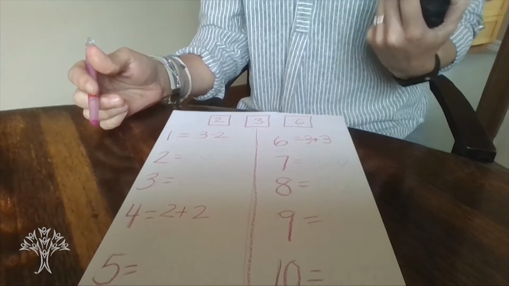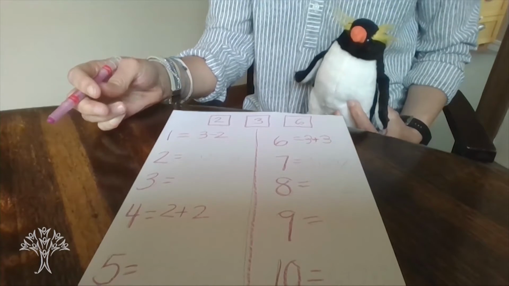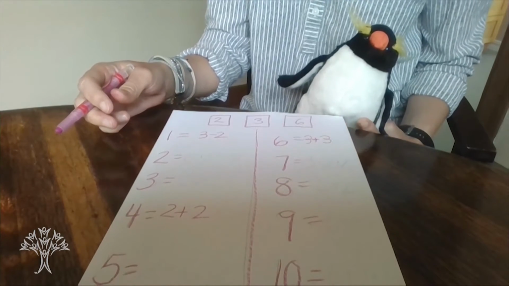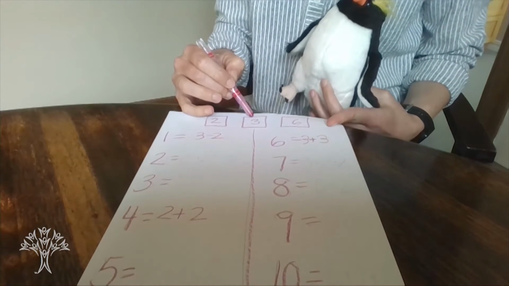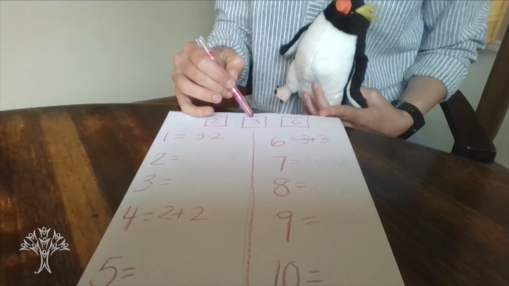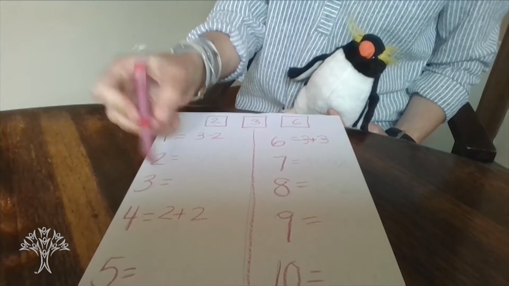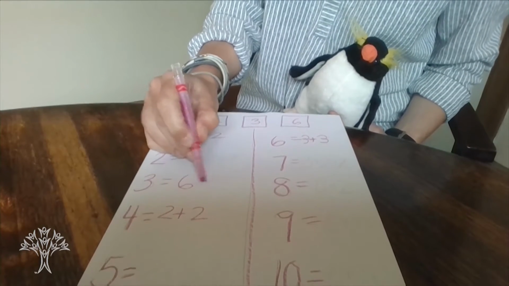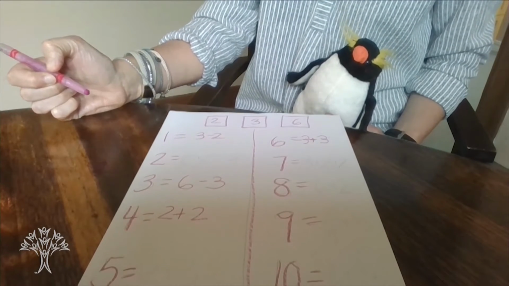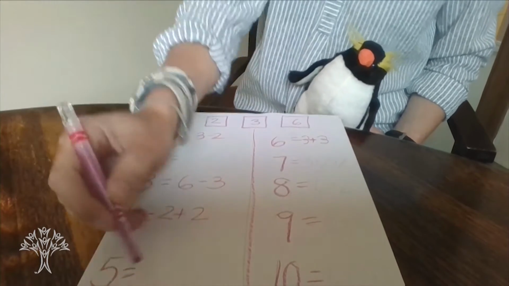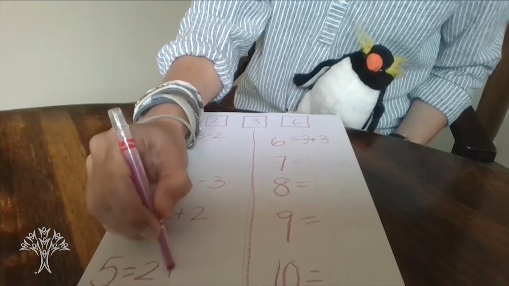Do you have another idea? Rockhopper Penguin thinks maybe we should try some subtraction. So let's see, what if we take this 6 and we take away 3? The doubles facts help me with that, and that equals 3, so I can clear my 3 off the board by using 6 minus 3. Ooh, and I know 2 plus 3 makes 5, so I'm going to clear my 5 off the board.